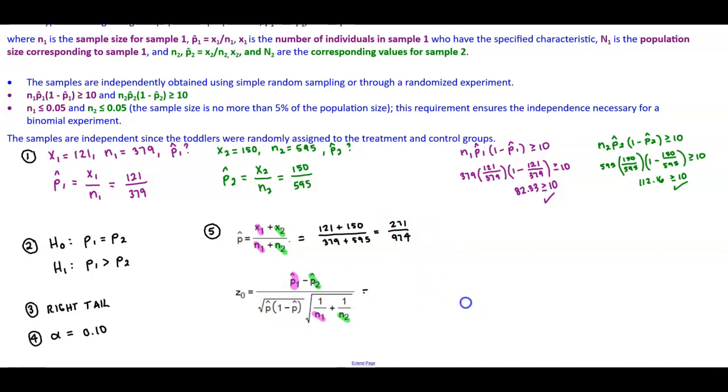So in this case, we want to find the test statistic. The test statistic is going to be 121 over 379 minus 150 over 595. Then we're going to divide it by the square root of 271 over 974 times 1 minus 271 over 974. And then we're going to multiply that by the square root of 1 over sample size 1, which is 379, plus 1 over sample size 2, which is 595.